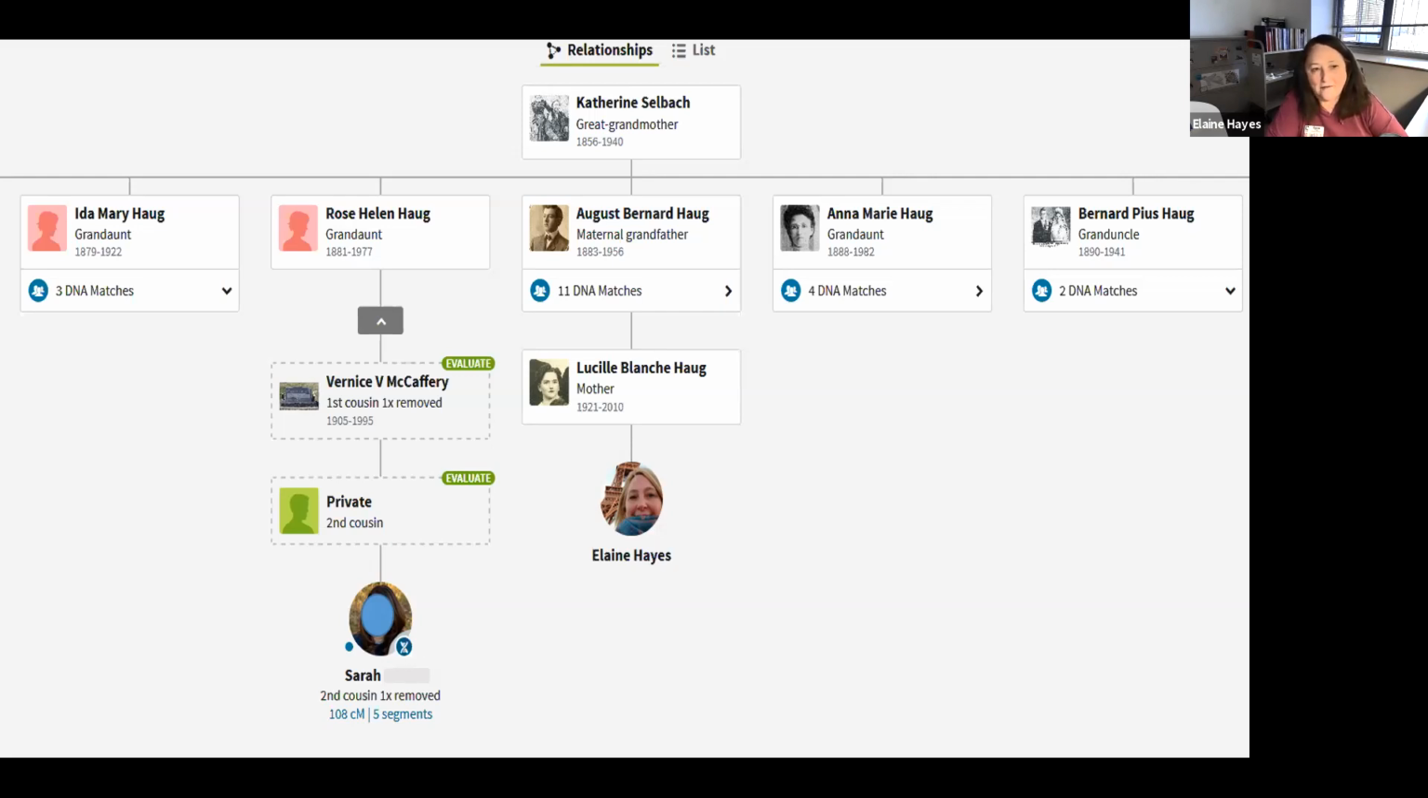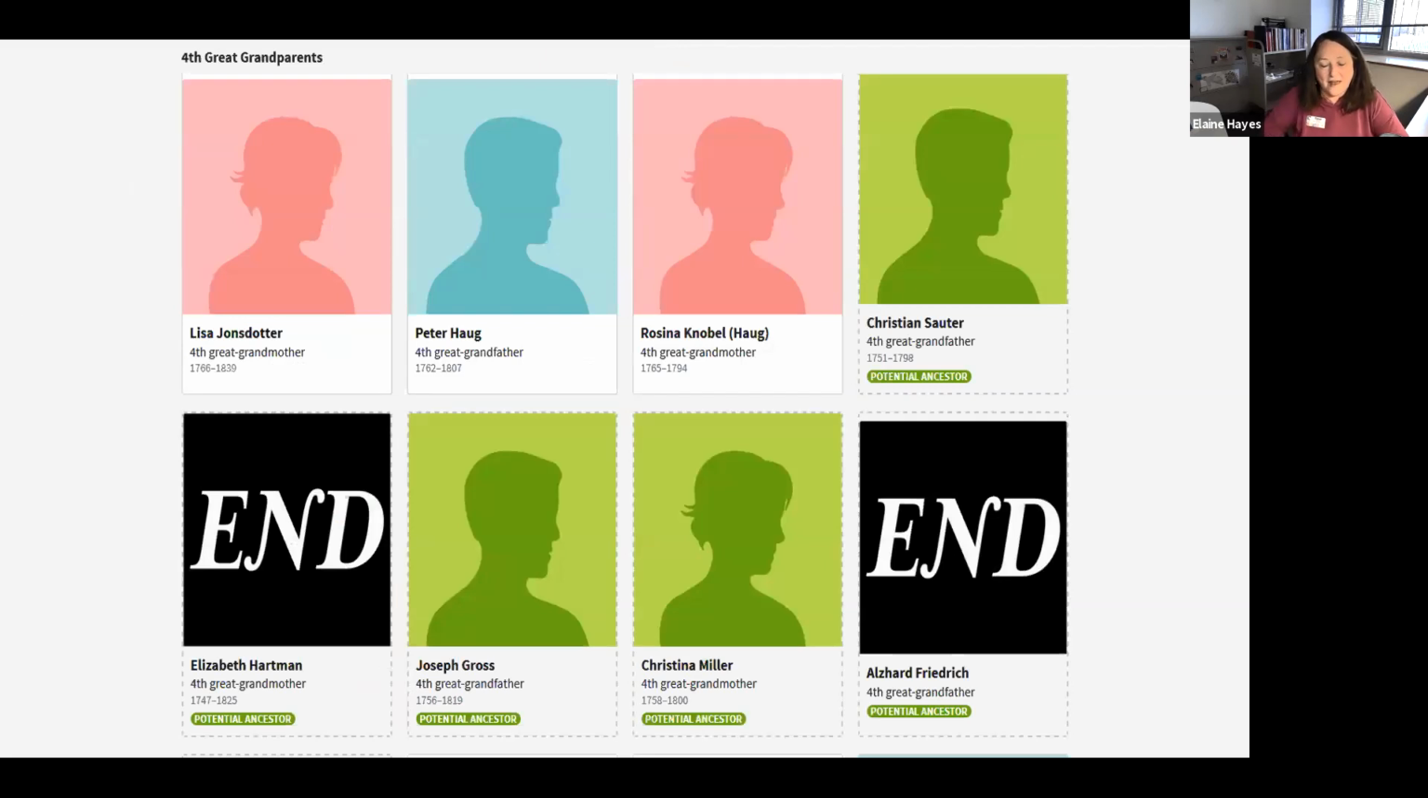including Rose Helen Haug. I opened that up, and where it says evaluate, these are people that are not in my family tree, but Ancestry thinks they probably should be, because they lead to Sarah, who's my second cousin once removed. So I can look at those, and I have hints to help me with my family tree. And I've added a lot of people that way.